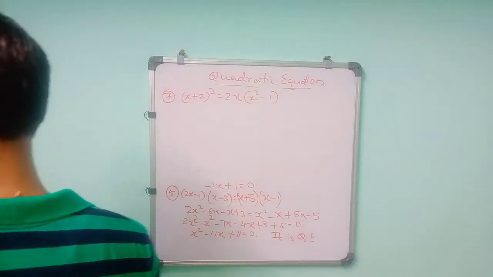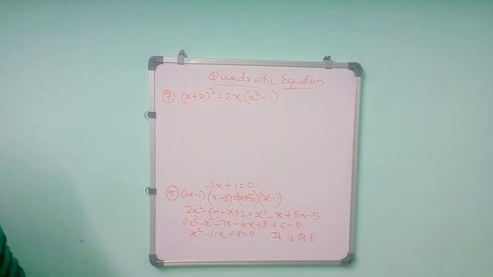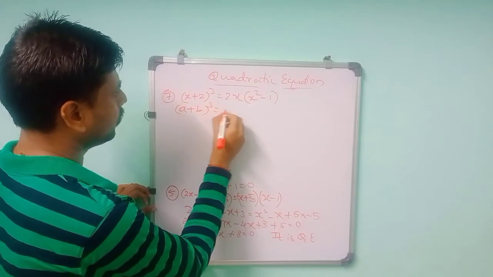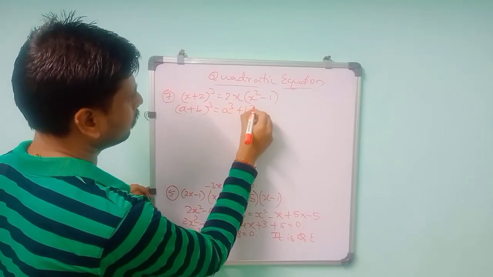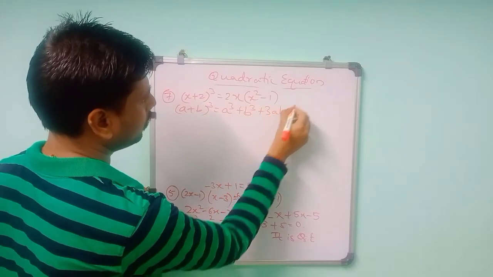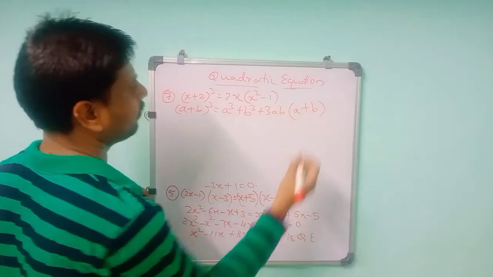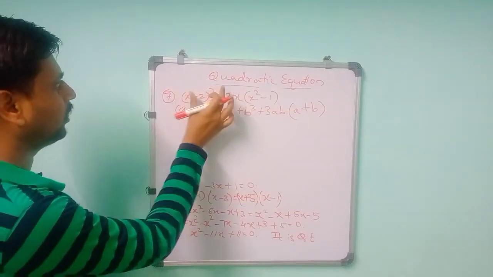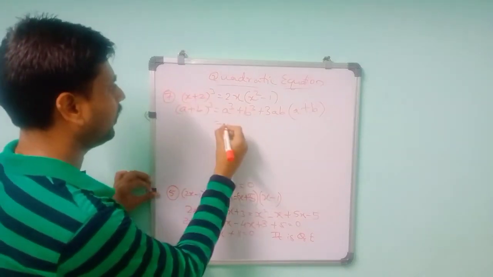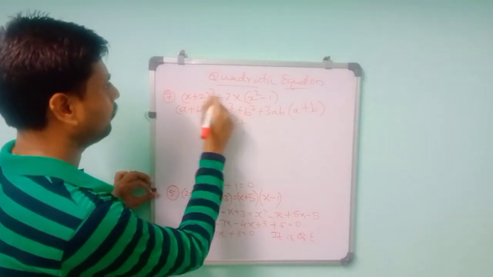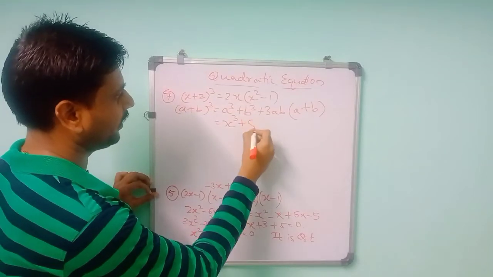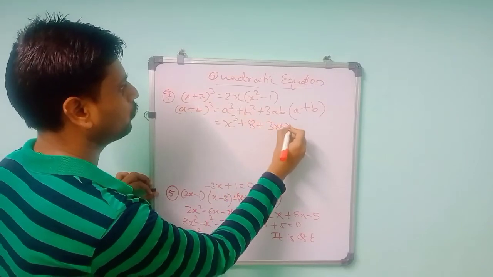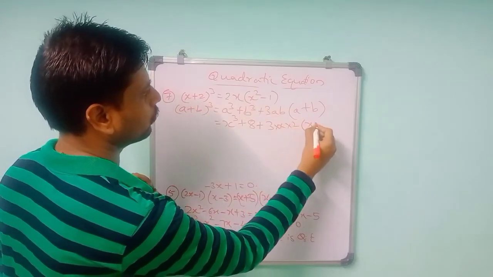For this one you should know the formula for a plus b whole cube. So the a plus b whole cube formula is a cube plus b cube plus 3ab into a plus b. This is the general form of a plus b whole cube. Here it is x plus 2 whole cube. So a is nothing but x, so x cube plus b is nothing but 2. 2 cube means 2 into 2 into 2, so 8. Then 3ab: a is x, b is 2, then x plus 2.